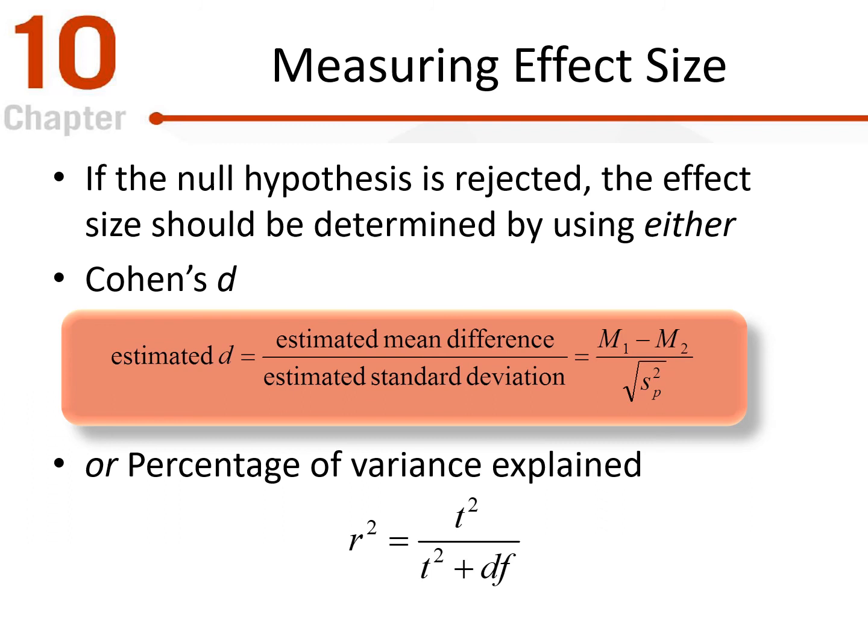You can also calculate effect size using R squared, which is the percentage of variance explained in the data set. This is calculated by squaring the t statistic in the numerator and doing the same thing in the denominator: square the t statistic and then add the degrees of freedom. The bigger this value is, the stronger the effect your independent variable is having. So you want large Cohen's d's and you want large R squared values.